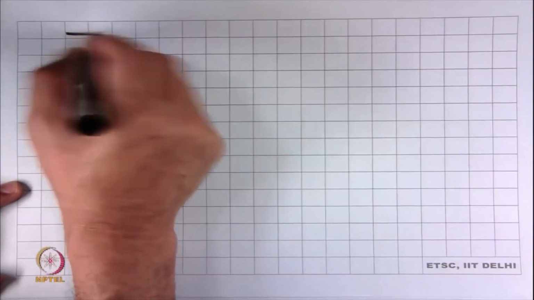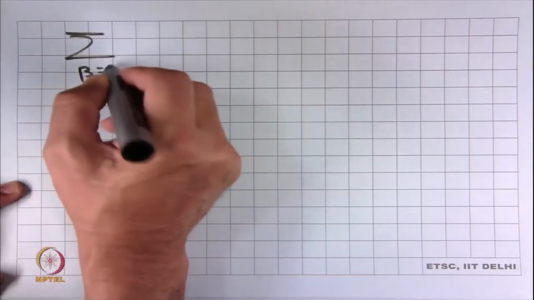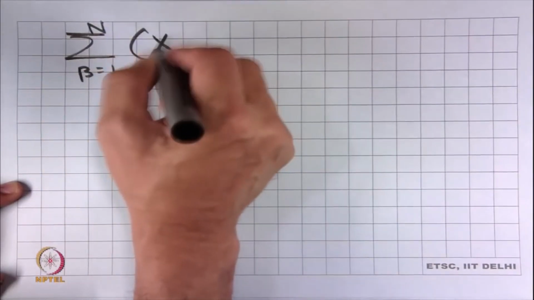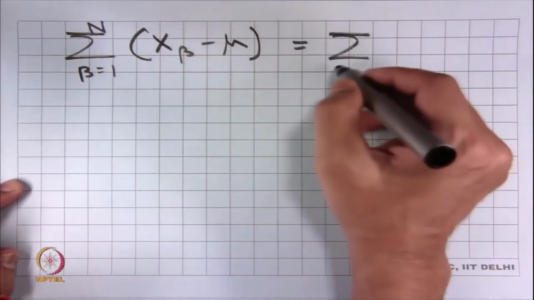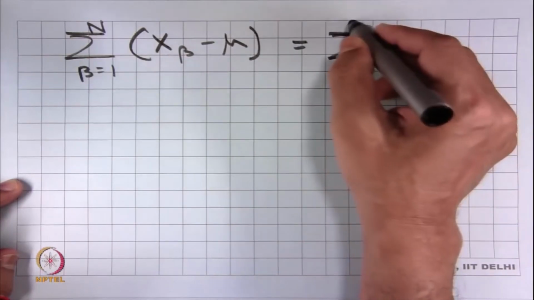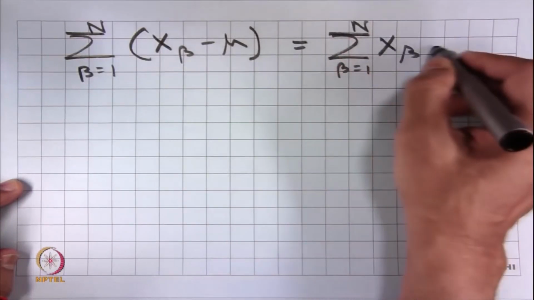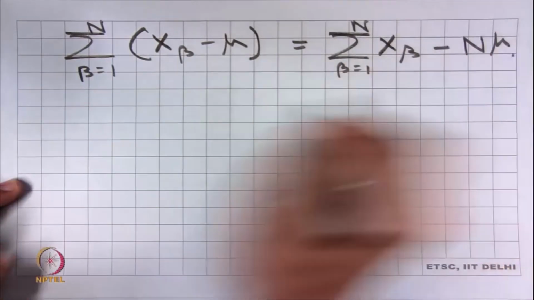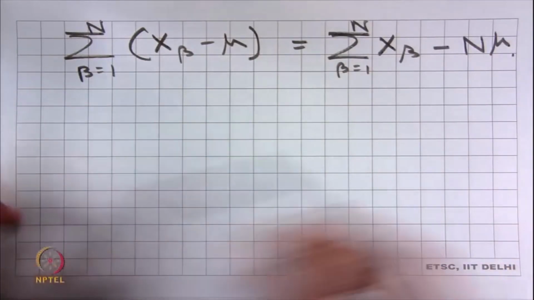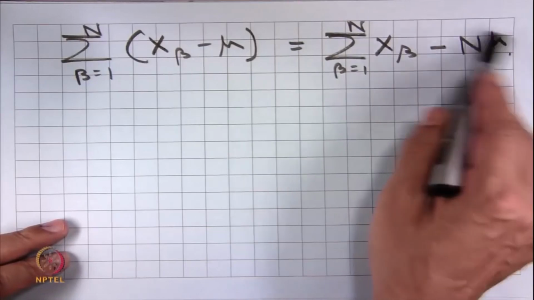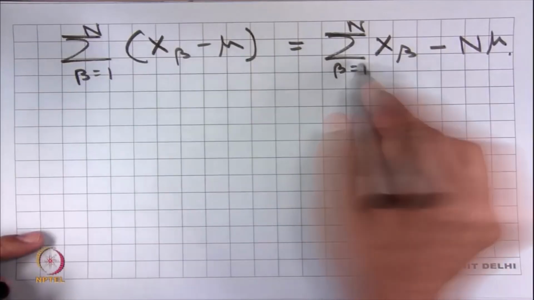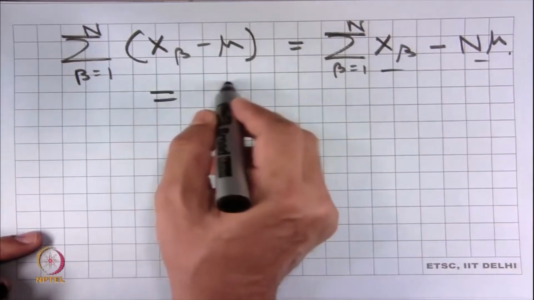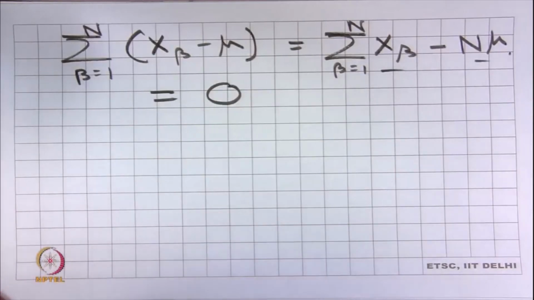Now, consider just sigma beta equal to 1 to n x beta minus mu, which is equal to sigma over beta equal to 1 to n x beta minus n mu, and we know that mu is the population mean. So, therefore, n mu is the total of all the values of x beta. Therefore, these two terms are equal, and the difference is equal to 0.